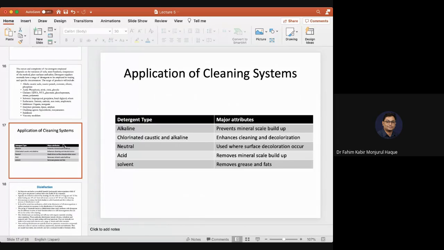And this slide says what kind of things those different kinds of detergent do, like alkaline detergents. They prevent mineral scale build up. Neutral detergents are used where surface discoloration occurred. Because of acid and alkaline detergents, some surfaces can get discolored. So to prevent that, it's better to use neutral detergent. They will not cause discoloration.